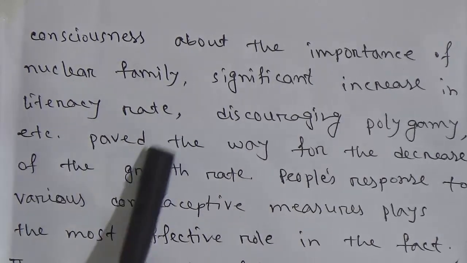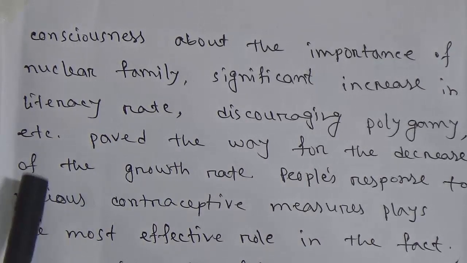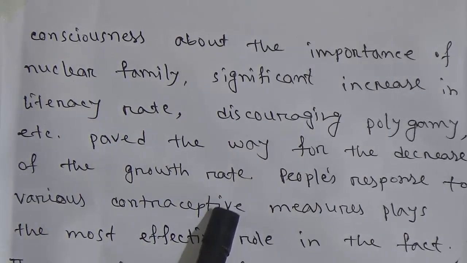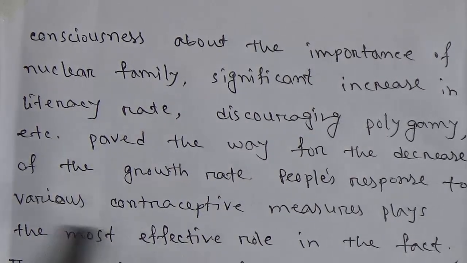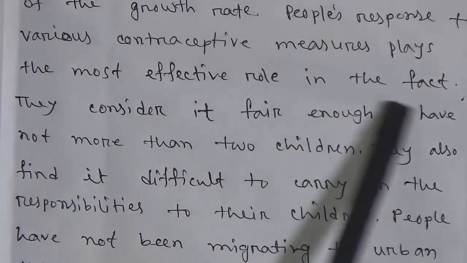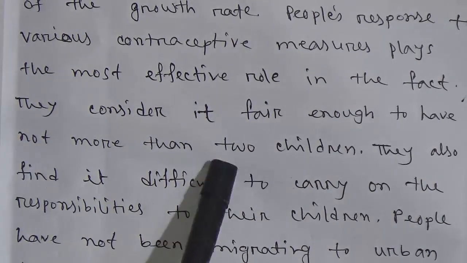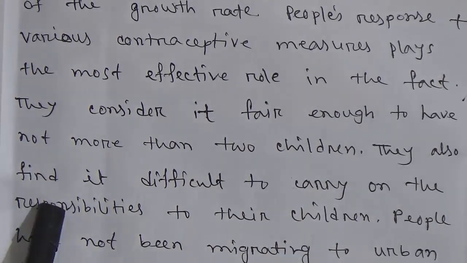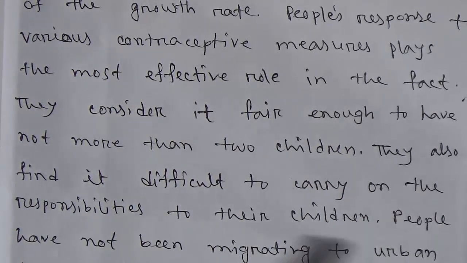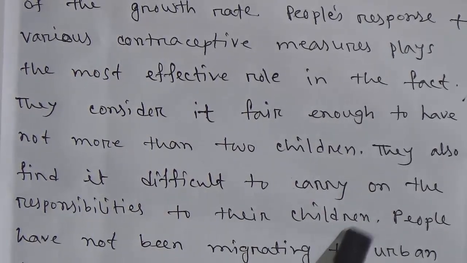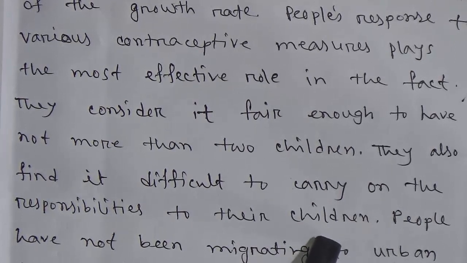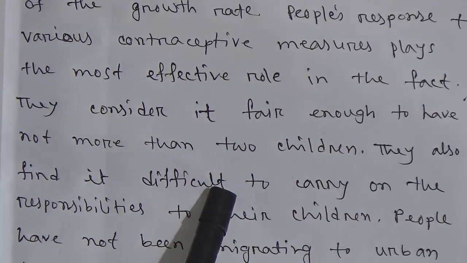So for this reason people become conscious that the growth rate should be decreased. People's response to various contraceptive measures plays the most effective role, in the fact that they consider it fair enough to have not more than 2 children. They also find it difficult to carry on the responsibilities to their children because it is related to our financial facility, so that is why they find it difficult.